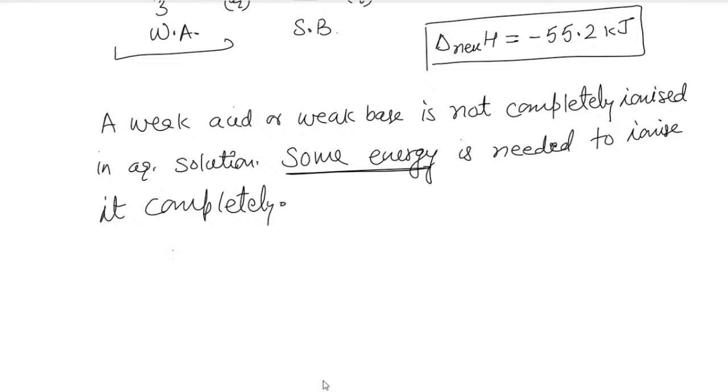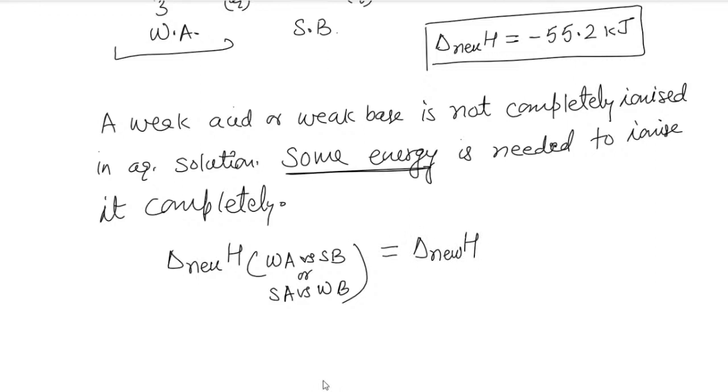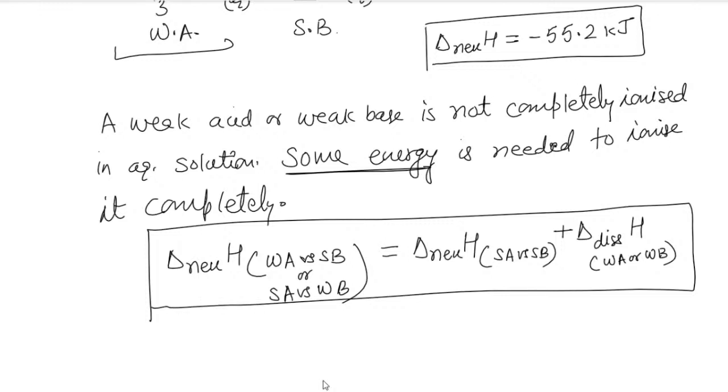That means the enthalpy of neutralization of a weak acid versus a strong base, or a strong acid versus a weak base, is equal to the enthalpy of neutralization of a strong acid versus a strong base plus the enthalpy of dissociation of the weak acid or weak base. So this is the actual funda.